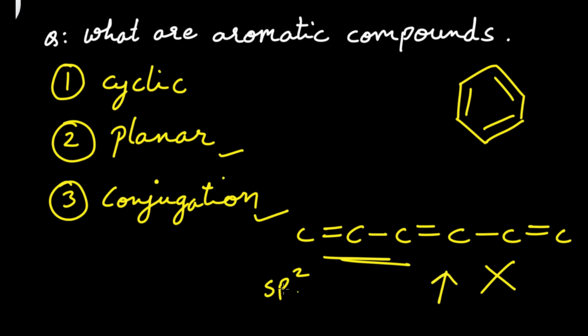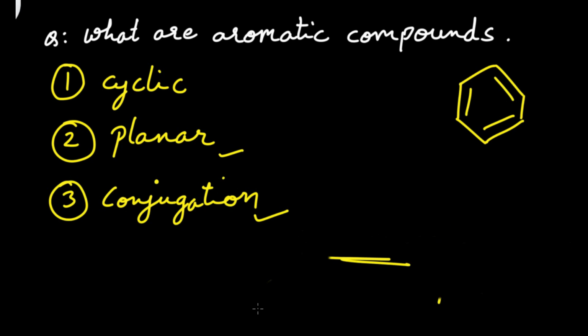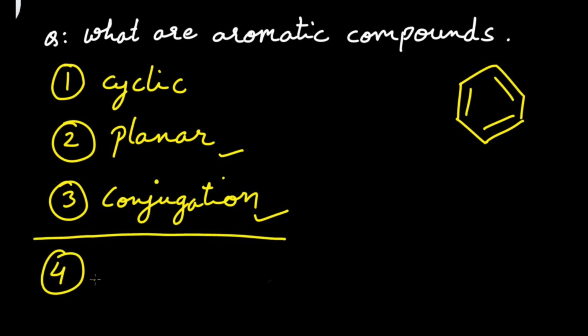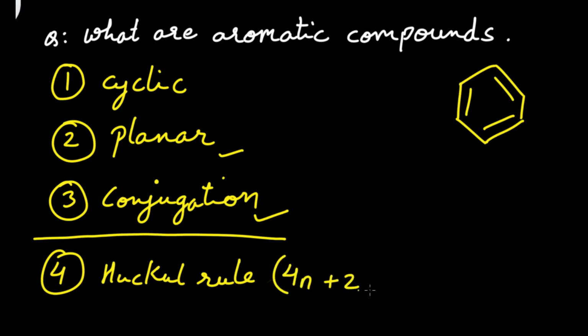These are the three conditions that you can follow and apply to any compound, and you can tell whether the compound is aromatic or not aromatic, right? Now there is another condition, the fourth condition, which is not necessary to apply. It is Huckel rule. Aromatic compounds follow the 4n plus 2 pi electron rule, right? Where n is equal to 0, 1, 2, 3 and so on. What is the 4n plus 2 pi electron rule?